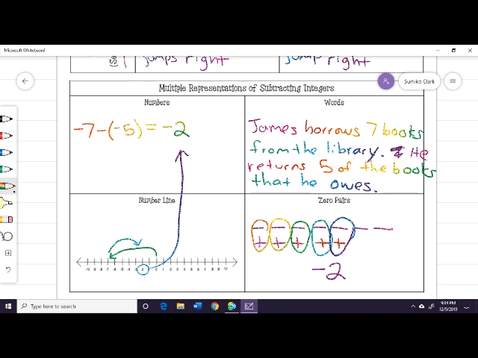Okay, so 4 different ways to look at subtracting integers. Remember, you use what works best for you, okay? Everyone's brain works differently, so you use the method that works for you.